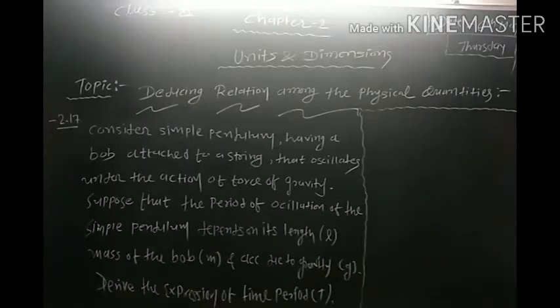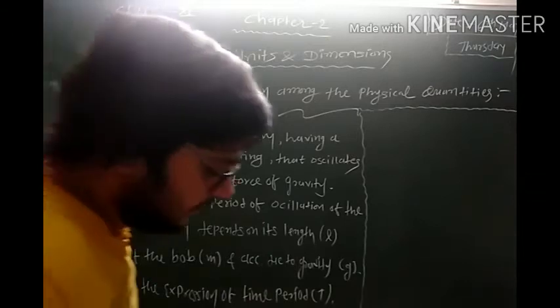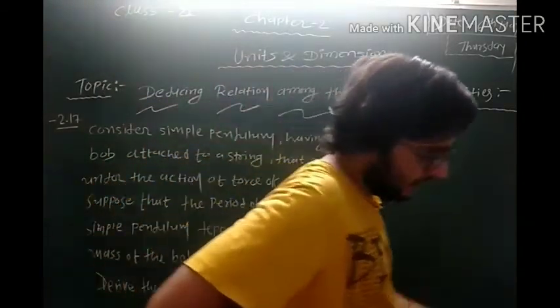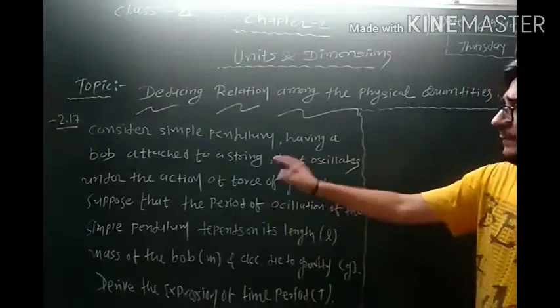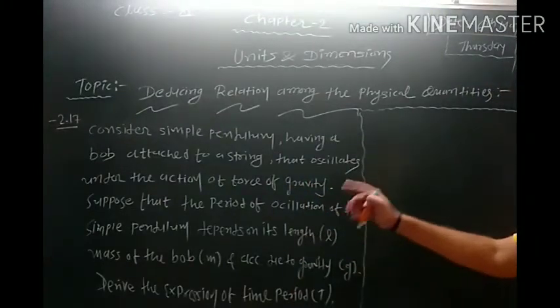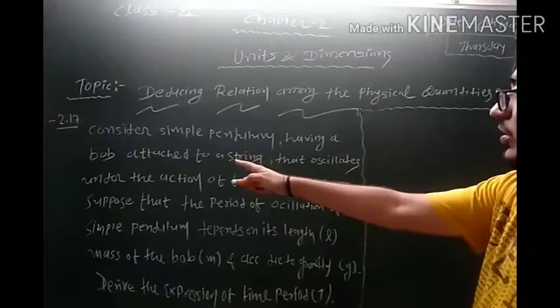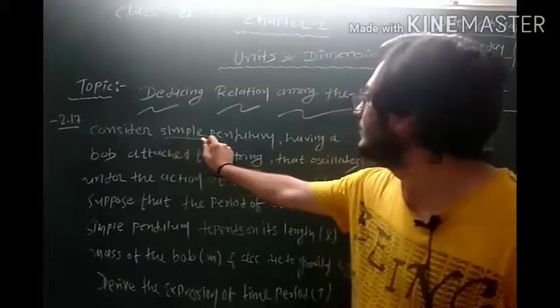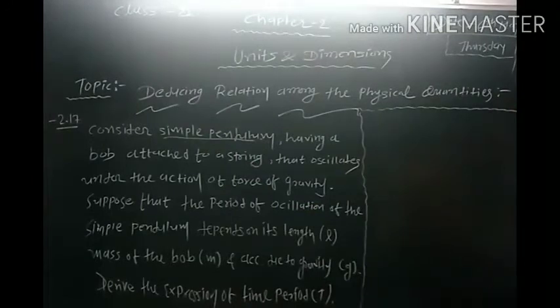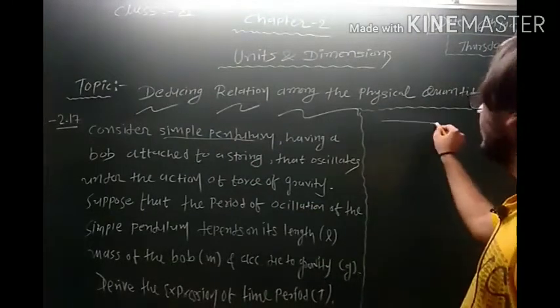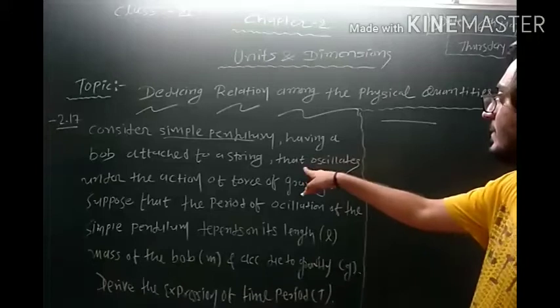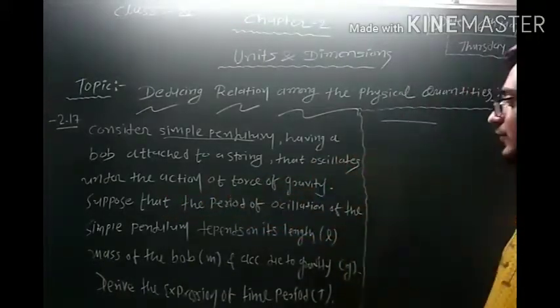Now students, let us take one example, so we can understand this topic in a better way. The topic name is deducing relation among the physical quantities. Here one example is given, that is 2.17. Consider a simple pendulum having a bob attached to a string. The simple pendulum is attached to a string that oscillates under the action of the force of gravity.